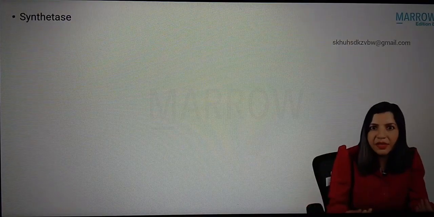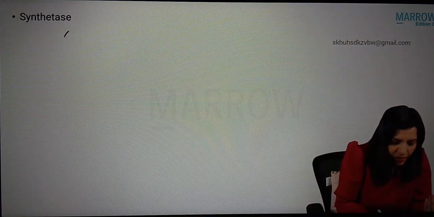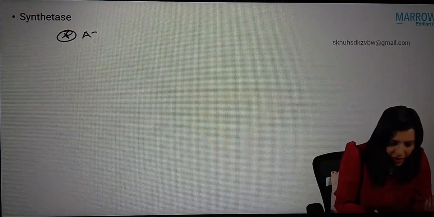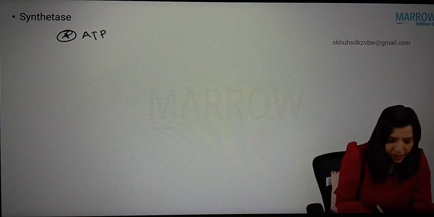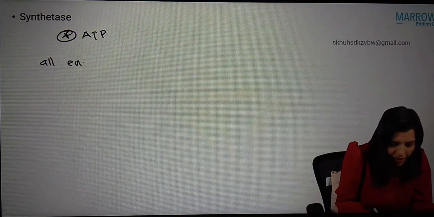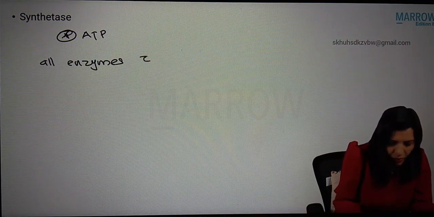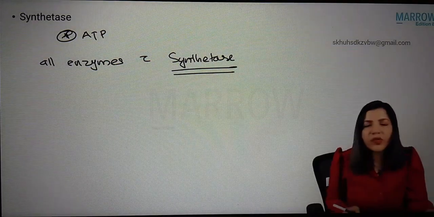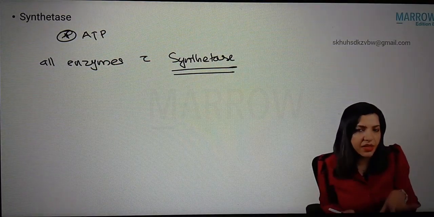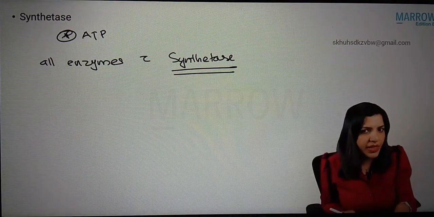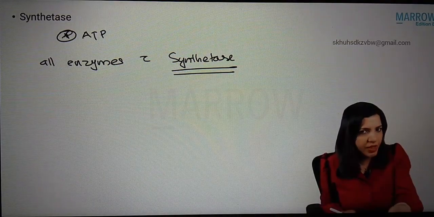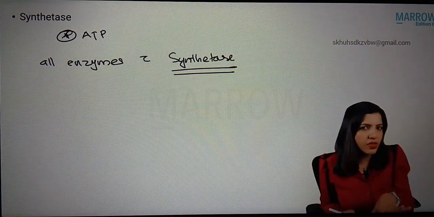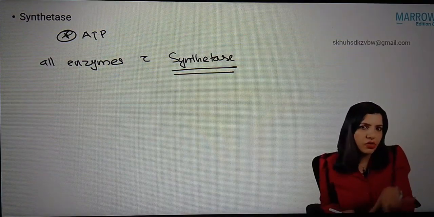The second subclass under ligase is the synthetase. So in the synthetase, it is like joining of two substrates where ATP is involved. The examples are all enzymes with synthetase in its name. So whenever we write the name synthetase in the name of the enzyme, always we can write the conversion of ATP to ADP, or sometimes it can be ATP to AMP. Anyway, what we should know is that it involves hydrolysis of ATP.